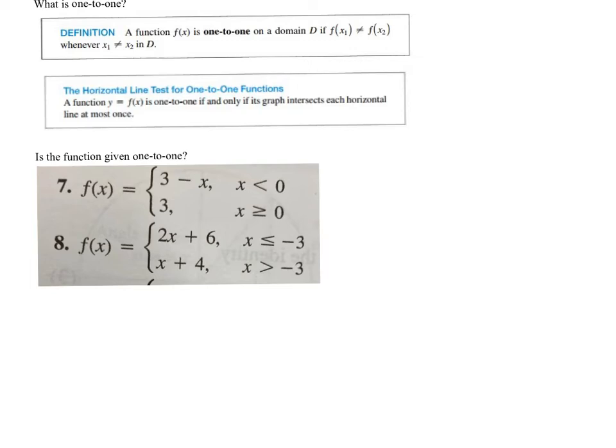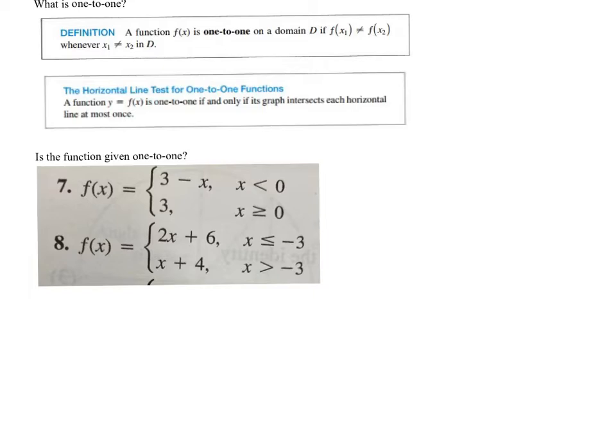There are a few things that you'll be dealing with this week, the first of which being inverse functions. In order to have an inverse function, your function needs to be one-to-one. What is one-to-one? One-to-one is when a function has basically its domain always producing different y values.